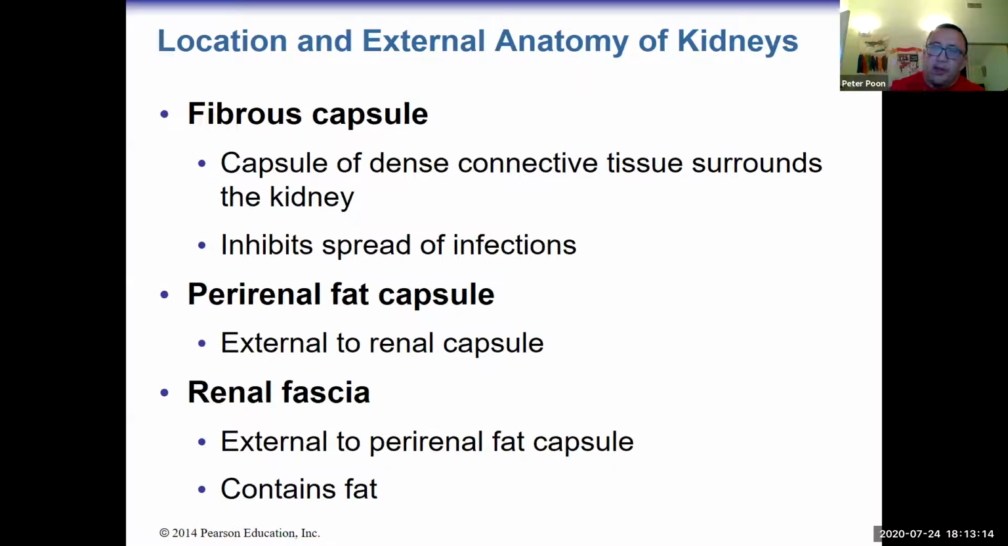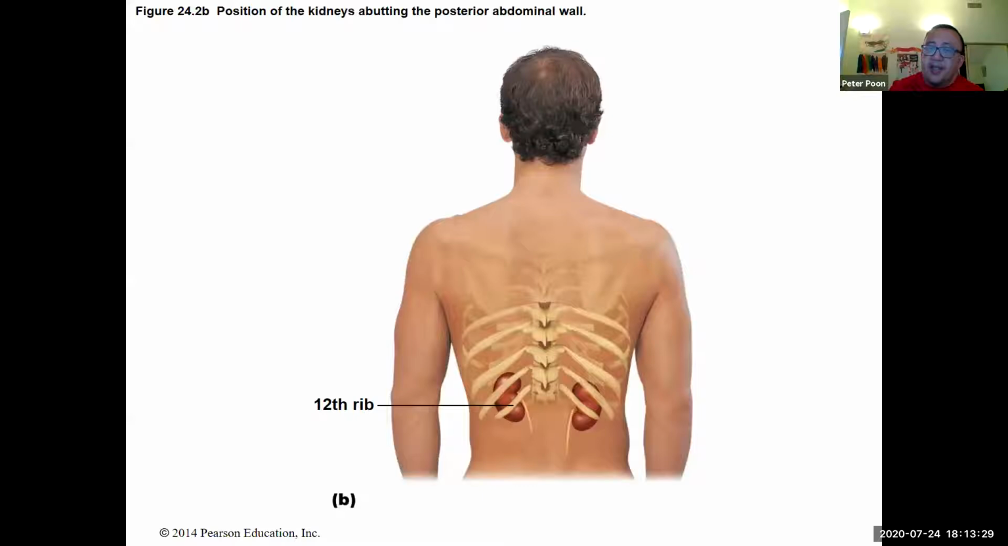There's a capsule that surrounds the kidneys. This is to prevent infections. So if it's infecting the kidney, at least that's just the kidney, and the infection will spread from the kidneys out. You can see from here, the kidneys are not extremely well protected. What else protects them is a layer of fat around the kidneys.